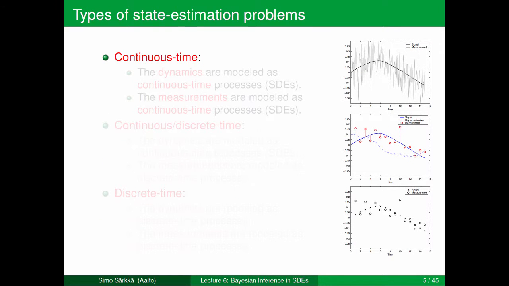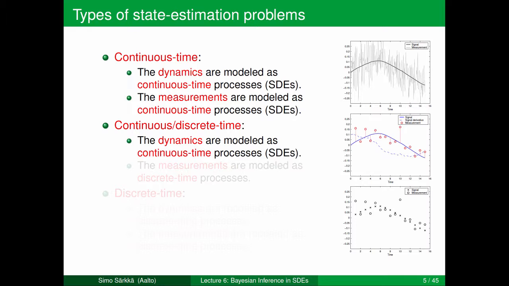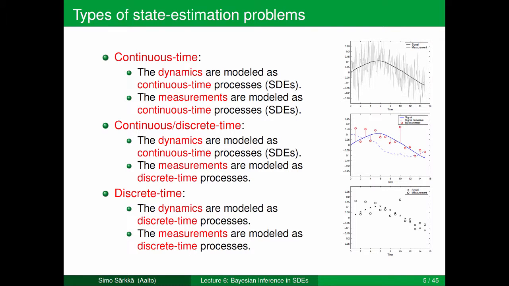In stochastic filtering theory or Bayesian filtering theory, we often characterize different filtering and smoothing problems in terms of whether you have continuous or discrete dynamics and continuous or discrete measurements. So in continuous time filtering and smoothing problems, the dynamics are modeled as continuous time stochastic processes, and the measurements are modeled as continuous time stochastic processes. Typically, these processes are SDEs. In continuous discrete time models, the dynamics are modeled as continuous time processes, typically SDEs, and the measurements are modeled as discrete time processes. In discrete time filtering and smoothing problems, the dynamics are modeled as discrete time processes, and the measurements are modeled as discrete time processes.